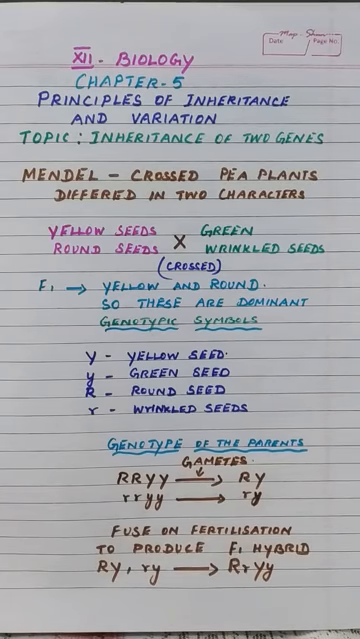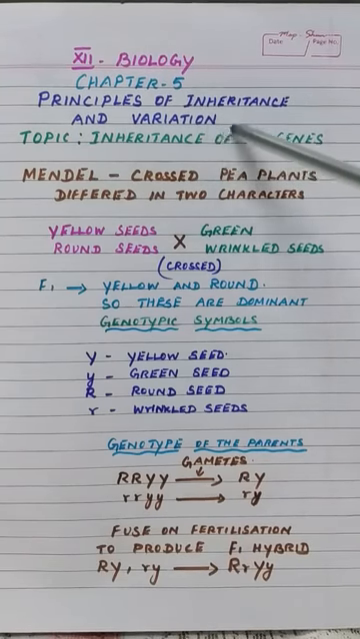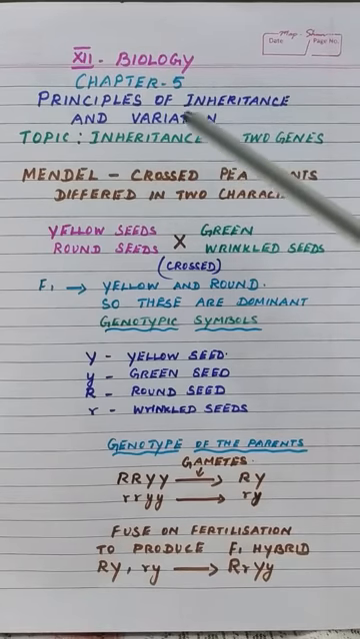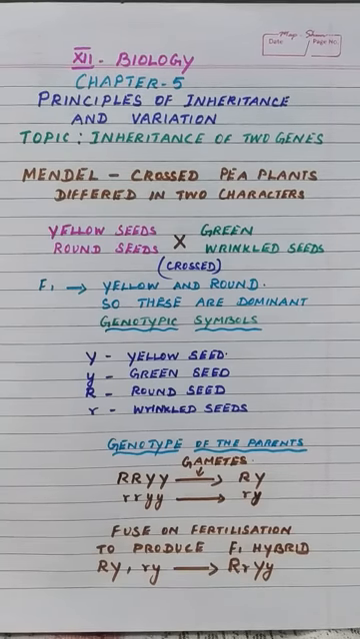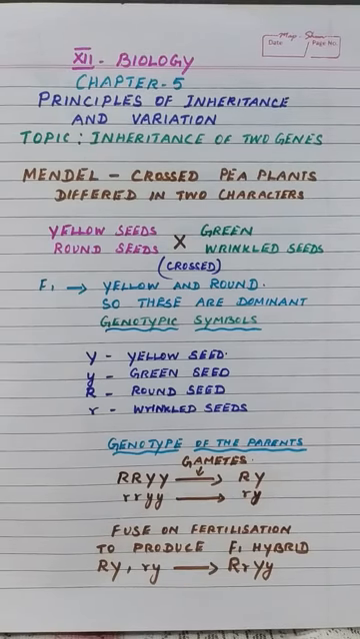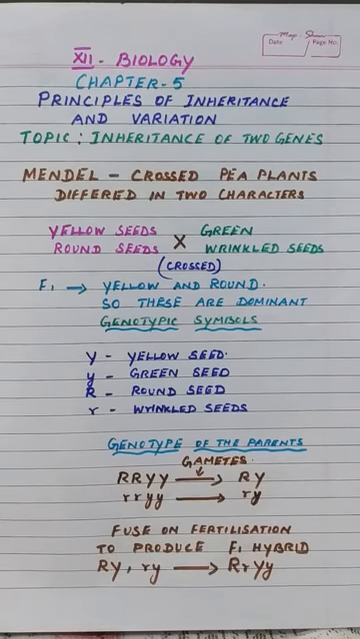In the last sessions, in chapter 5, Principles of Inheritance and Variation, we have learnt about Mendel's laws of inheritance of one gene. Under inheritance of one gene, we have discussed the Punnett square, test cross, laws of inheritance, that is law of dominance and law of segregation, and also we have learnt about incomplete dominance and codominance.